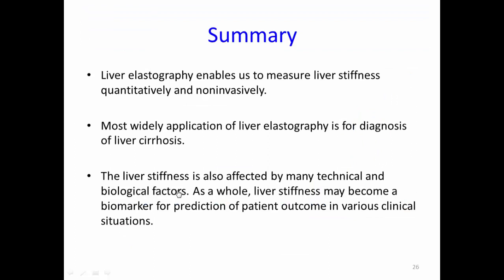So in summary, liver elastography enables us to measure the liver stiffness quantitatively and non-invasively. And most widely, it is applied in the diagnosis and management of liver cirrhosis. As liver stiffness is affected by other factors, as a whole, it may become a biomarker for prediction of the patient outcome and various clinical situations.